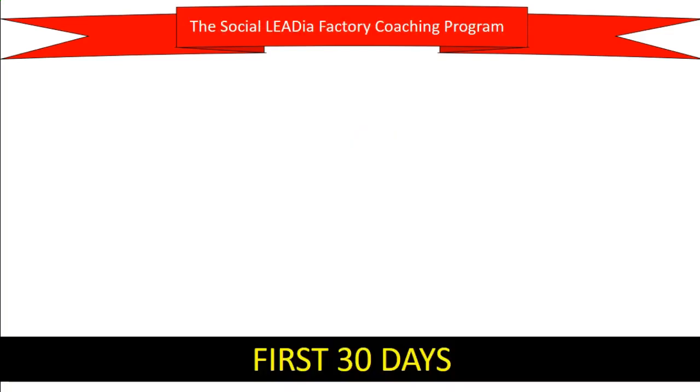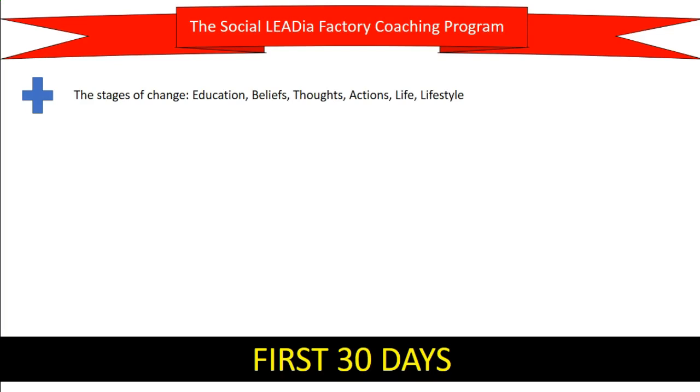So let's talk about what goes on in the Social Media Factory coaching program. All right, so in the first 30 days, we're going to talk about the stages of change. Right, it starts with your education, which affects your beliefs, which affects your thoughts, your actions, and then your life and your lifestyle. So if you want to have a different lifestyle, a different life, a different business life, then it all starts with the education that you receive. We're going to talk about that.